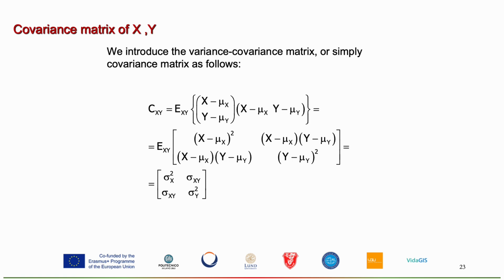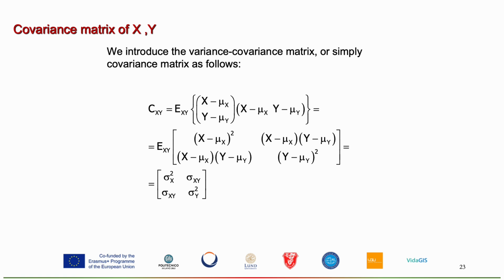Finally, we can define a very important quantity that is the covariance matrix of x y. The covariance matrix for a two-dimensional variable x y, indeed, is a matrix of 2 by 2, and it is defined as the expectation value of the vector x minus mu x, y minus mu y, that multiplies its transpose, so x minus mu x, y minus mu y transpose.